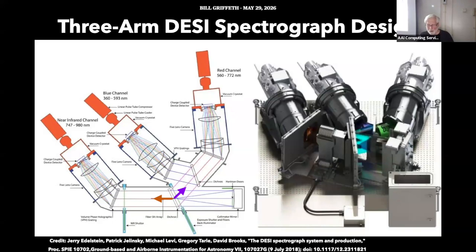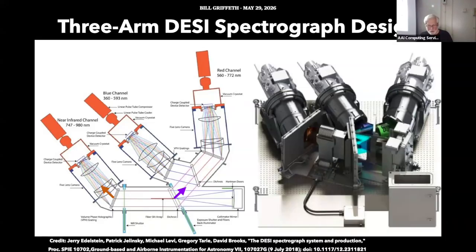The infrared light enters the IR channel and passes through a volume phase holographic grating that disperses the light. Something's gotten out of whack here. Oh well, I'll just have to talk you through it. Okay, well maybe it did right. I think it may have done right. Okay.